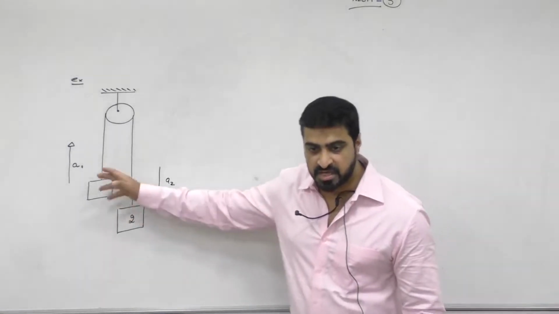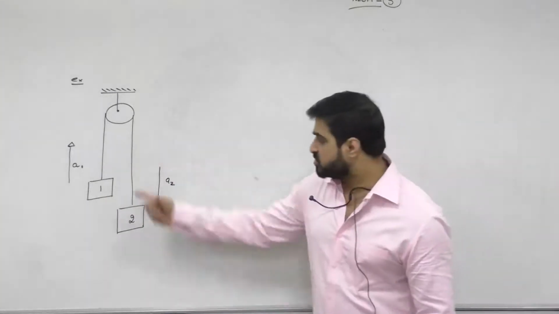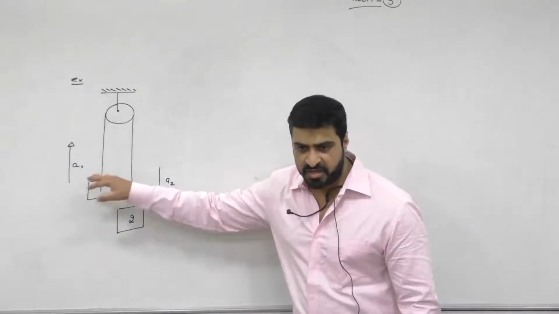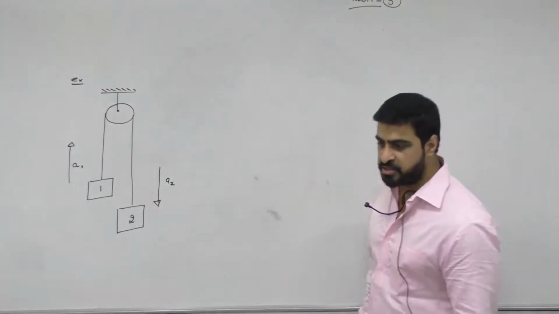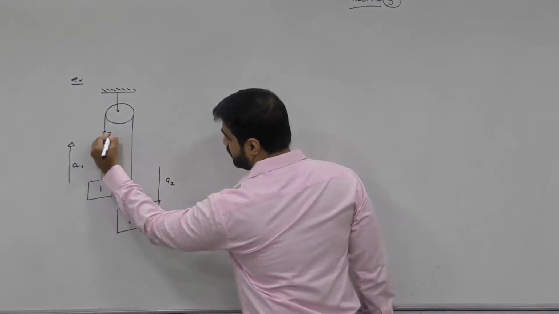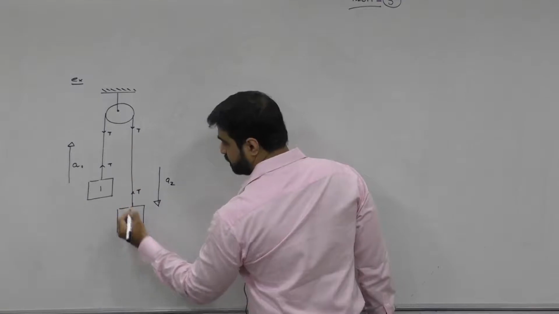Why both the A's are the same? Cannot the A's differ? Can this be A1 and this be A2? We'll see over here. I'll prove over here that A1 is equal to A2. What about tension in the string? Come on, tell me. This tension will become T. You know, na, tension is away from the body. Correct?